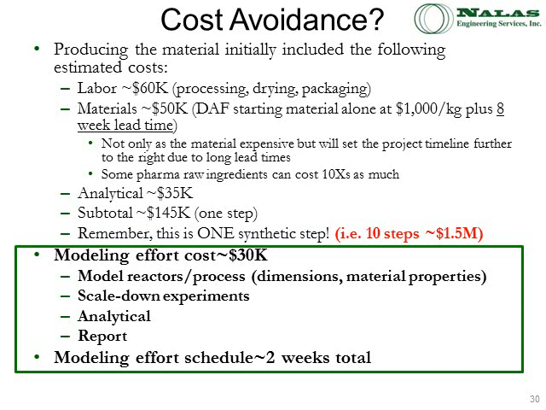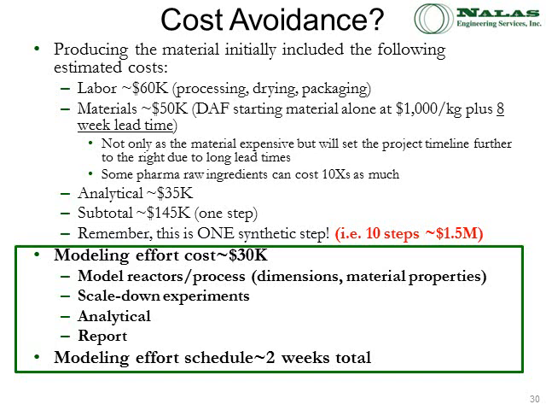Now we're going to go over a subject that's near and dear to everyone's hearts, cost avoidance. And just to give you some estimates on this particular project, the labor costs were around $60,000 for the processing, drying, and packaging. The material costs alone were about $50,000. And I've worked in pharma, and I know that a lot of the ingredients can cost a heck of a lot more than just that. Some of them are 10 times more, or even larger. The analytical support was about $35,000. So for one step, we're looking at about $145,000.